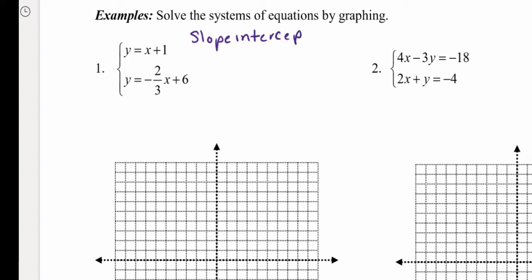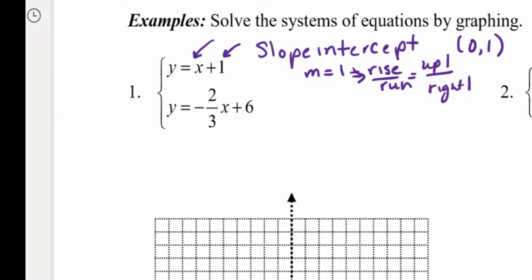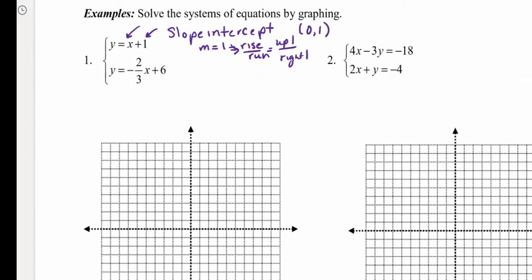In our first equation, the slope, which is the coefficient in front of x, is 1. So that means that if we think of that as rise over run, or as a fraction, then we're going to go up 1 and right 1. And then our y-intercept is 0, 1. So then I'm going to come over here to my graph and graph that first line using that information. So here's my starting point of 0, 1, and then I'm going to go up 1 and over 1, up 1 and right 1, up 1 and right 1.